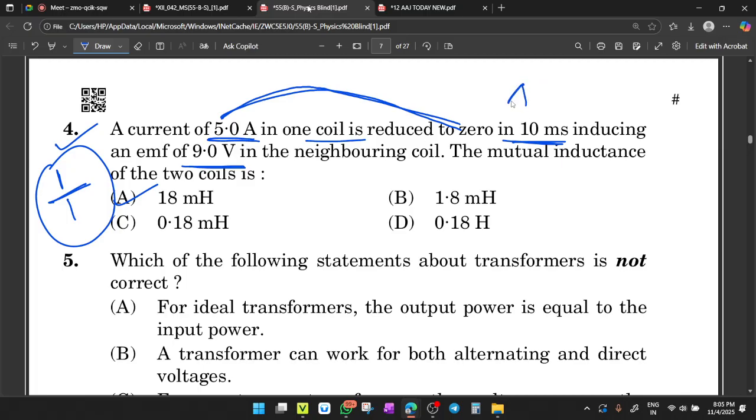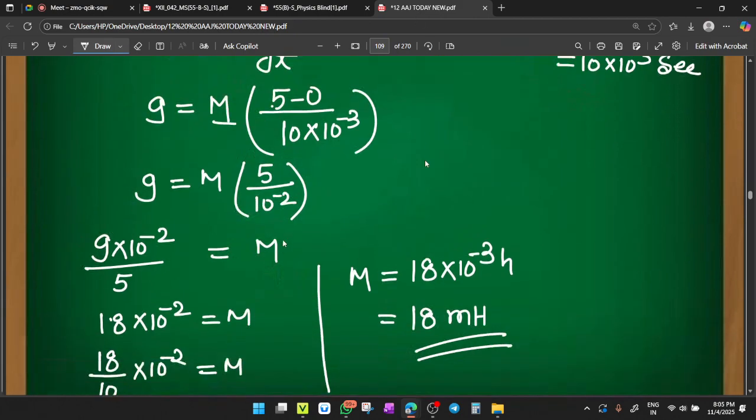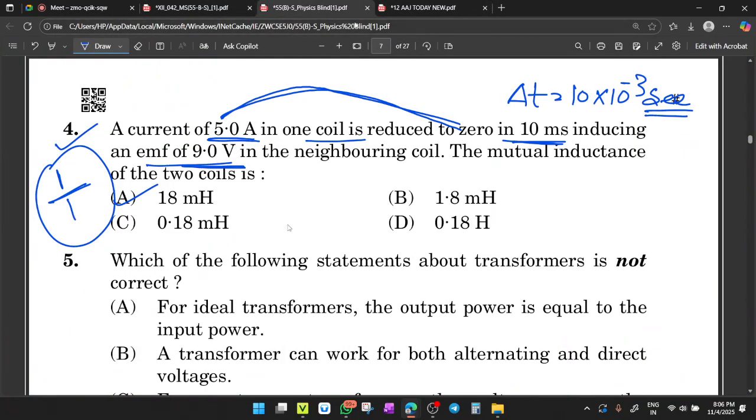So time is given here, delta t equals 10 millisecond, that is 10 into 10 to the power minus 3 second, converted in the SI unit. And EMF produced is 9 volt. So replace all the values. EMF is 9 volt, and the formula of mutual induction is E equals M di by dt. So change in current from 5 to 0, so this equals 5 over 10 to the power minus 2. On solving, you will get M equals 18 into 10 to the power minus 3 Henry. That can be written as 18 millihenry. Clear, students? Okay.